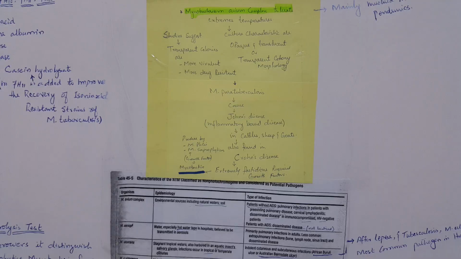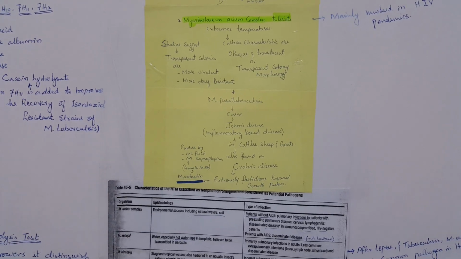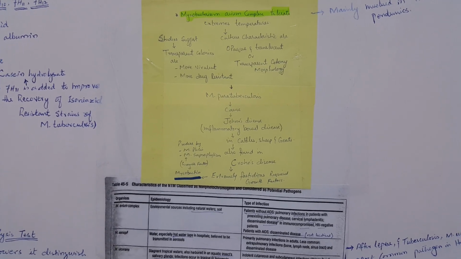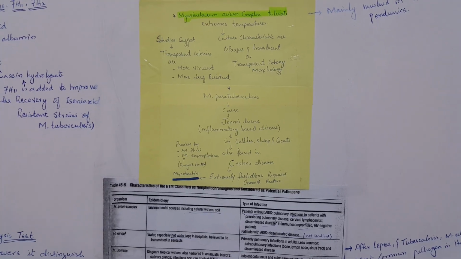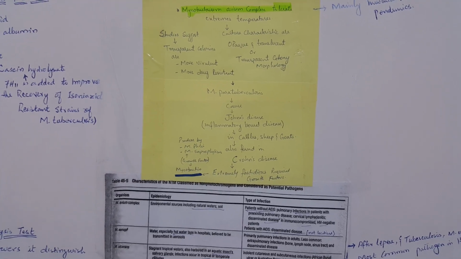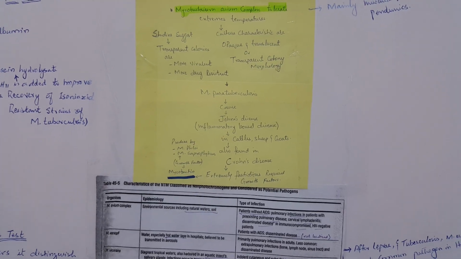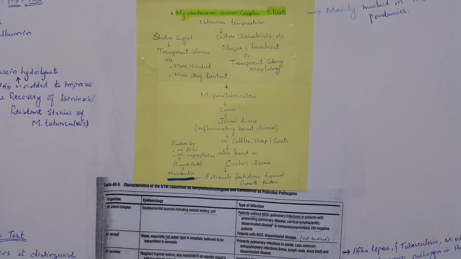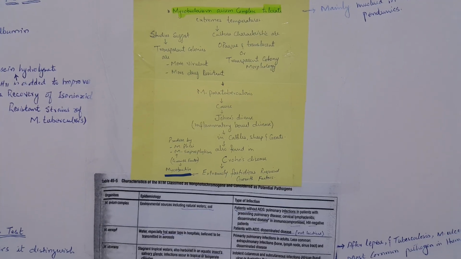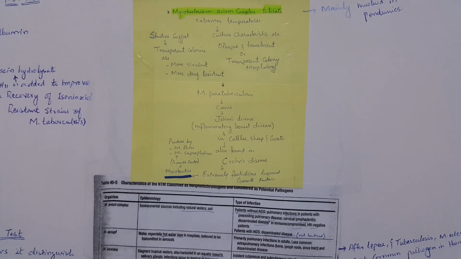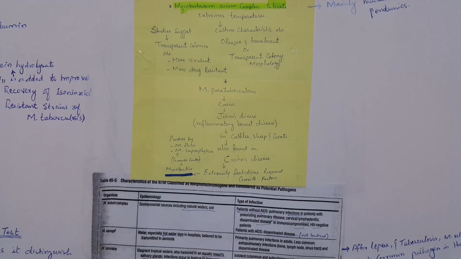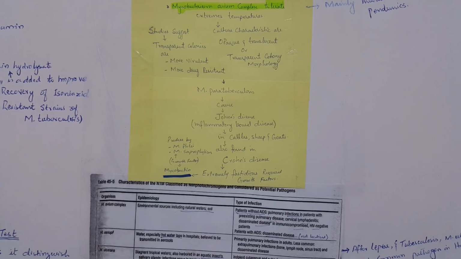There is an extremely fastidious requirement for M. paratuberculosis. Actually, they require mycobactin. Mycobactin is an extracellular product of M. phlei and M. smegmatis. M. smegmatis and M. phlei produce an extracellular substance that is called mycobactin, and this organism requires this factor, otherwise it will not grow on the media.